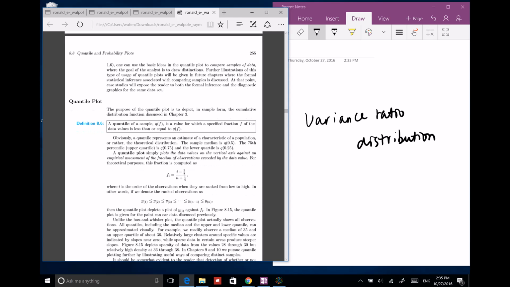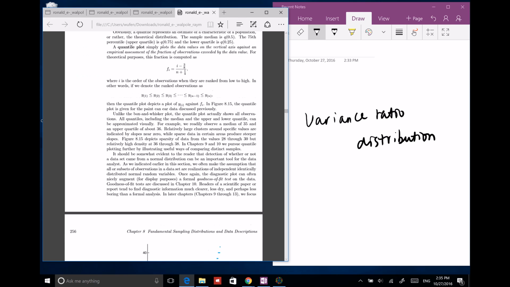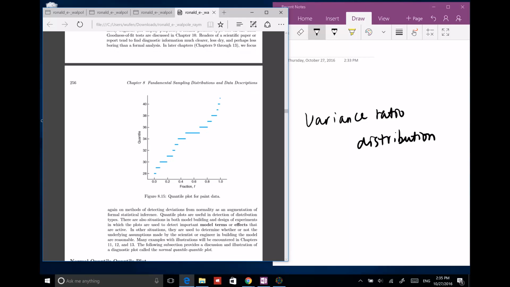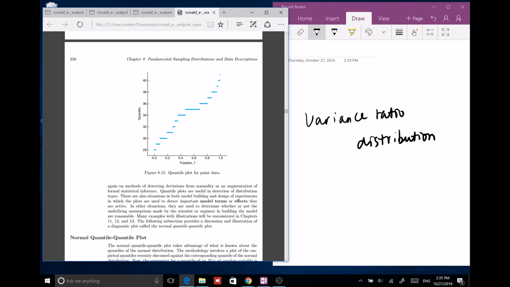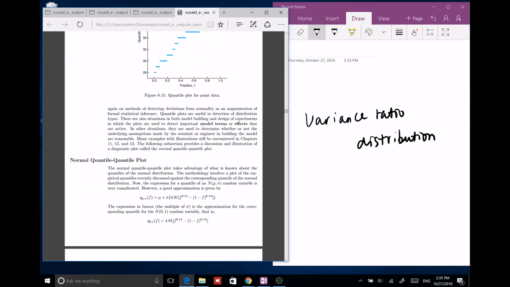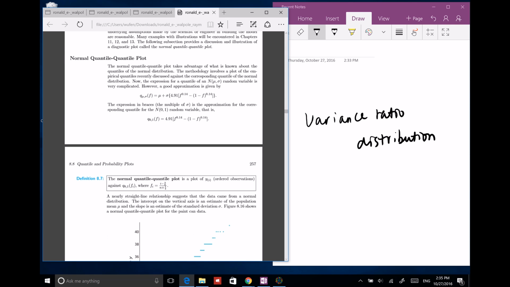So what is a quantile plot? A quantile of a sample, q(f), is a value for which a specific fraction f of the data is less than or equal to q(f). Okay, so let me see. Quantile plot for paint data. Let me see. Normal quantile plot.